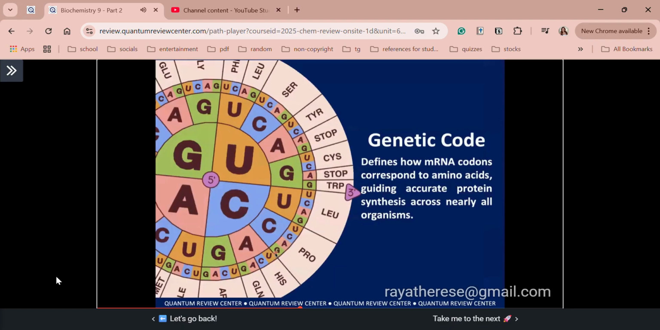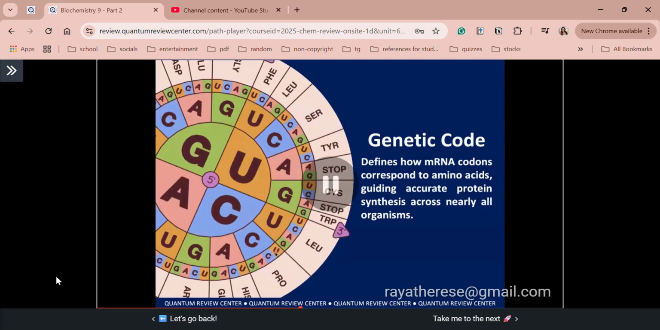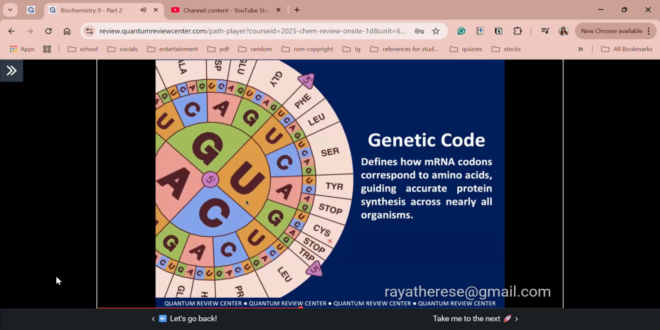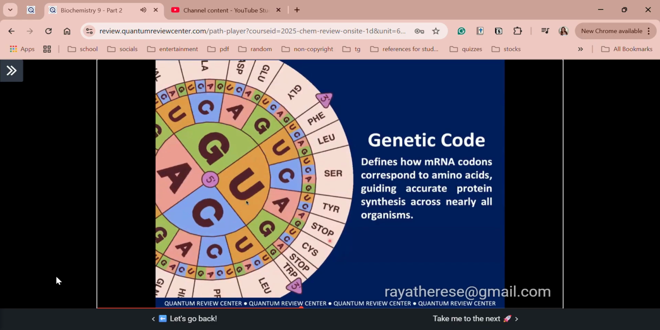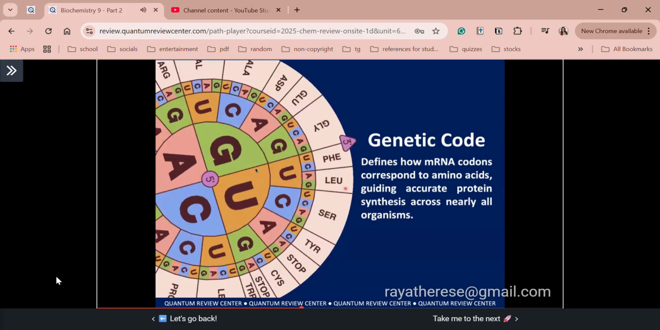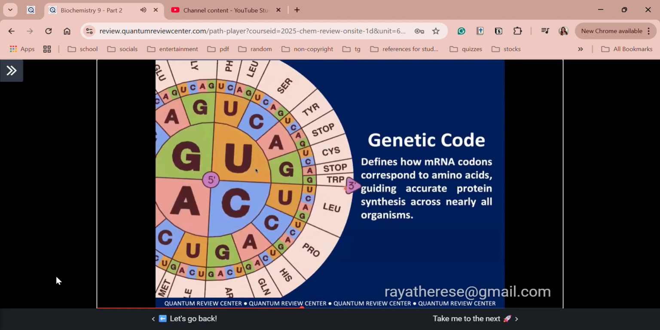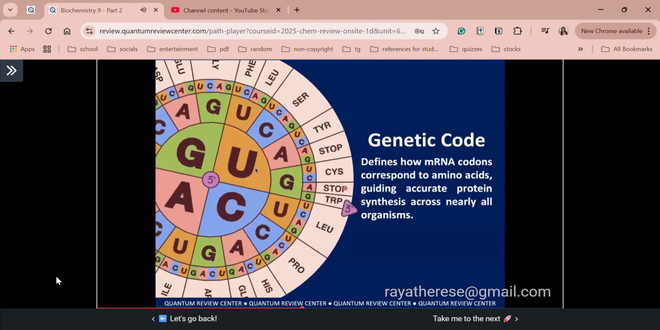Oh, sir, may pag-game ka? No class. So that's just your genetic code, di ba? So I think you're familiar with this one. So this defines how mRNA codons correspond to amino acids, guiding accurate protein or polypeptide synthesis across nearly all organisms. Okay? So class, this is actually the fun part of your translation. The genetic code or the decoding part.